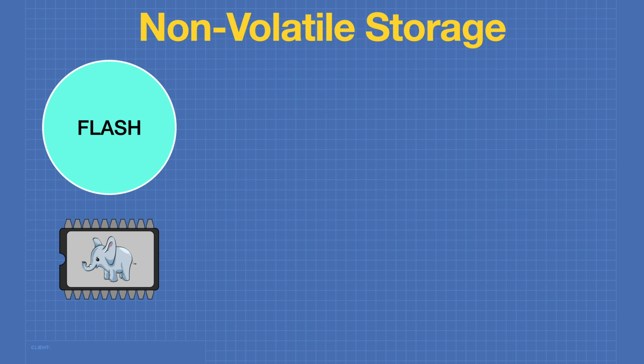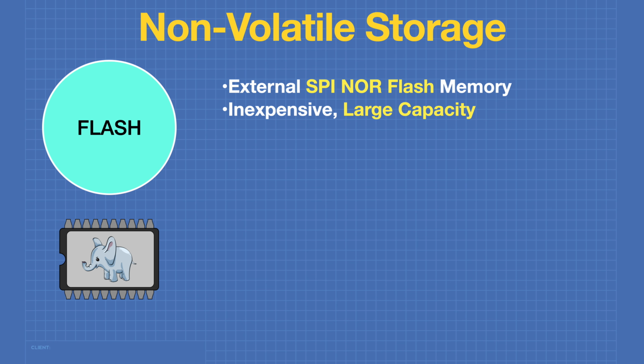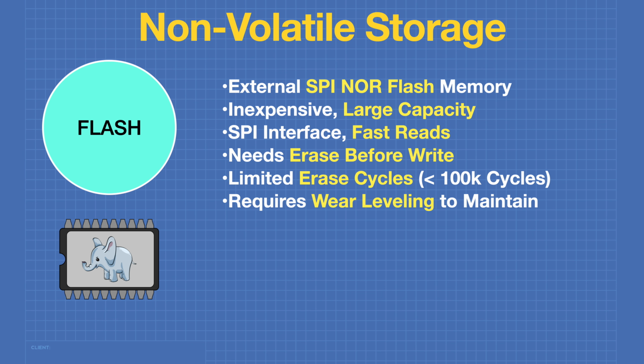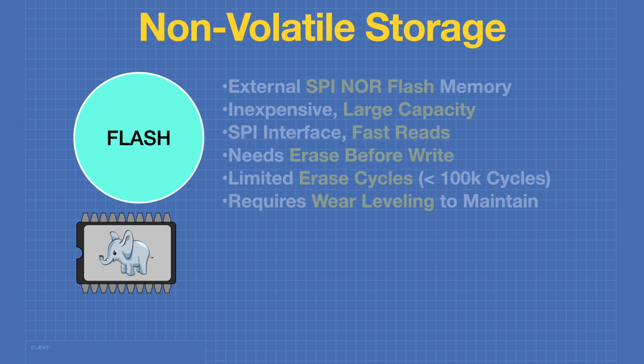If you require more flash memory than the internal memory, you can add external SPI Flash memory to your ESP32. Flash is very inexpensive and has very large capacity. It uses the SPI interface and can be read very quickly. Writing the flash is not so quick, however, because it requires an erase before each write. As with the internal memory, it has limited number of erase cycles, and it requires wear leveling to maintain the flash memory's lifespan.